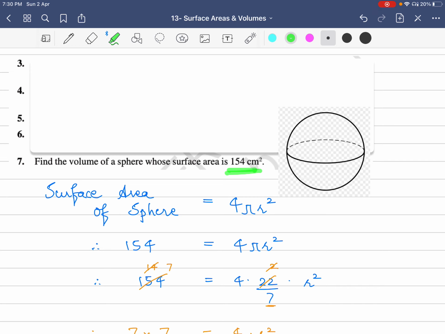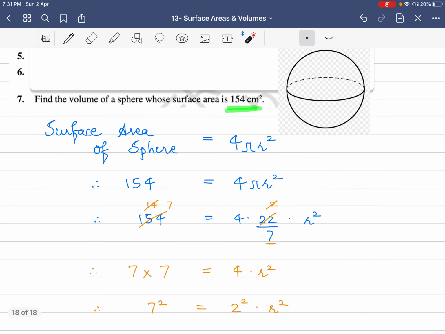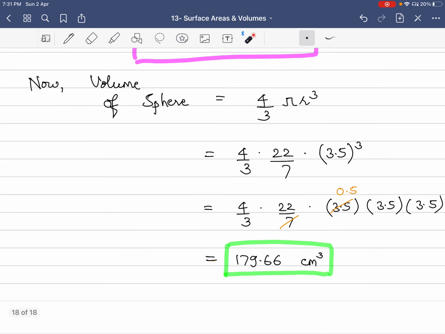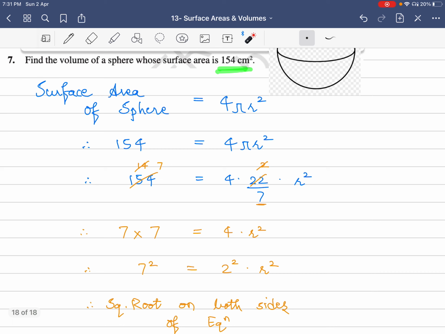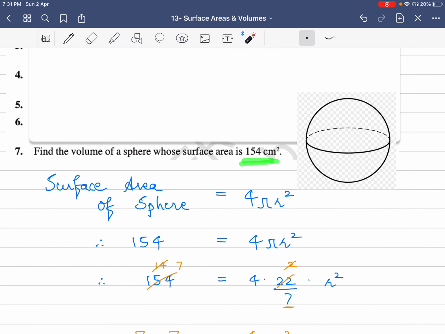Quite interestingly, if you note, the surface area of the sphere is almost equal to the volume of the sphere. This is 154 centimeter square, and the volume is like 180 centimeter cube. So they are quite close, which is not a very common thing in spheres, because for the volume we have this r cube, and to calculate the surface area we have this r square. So anyway, just a random observation. This is how we calculate the volume of the sphere whose surface area was given to us.